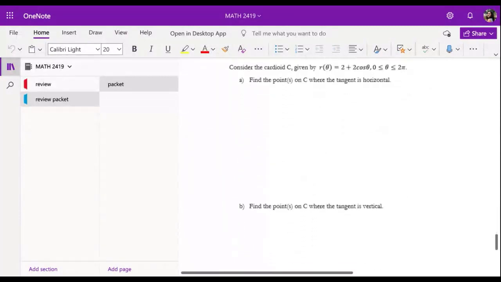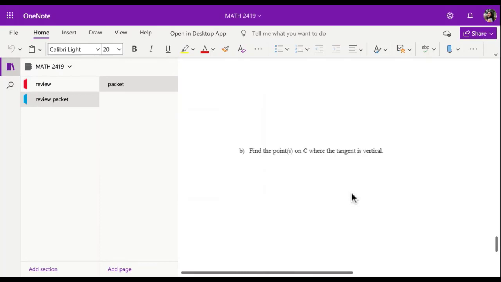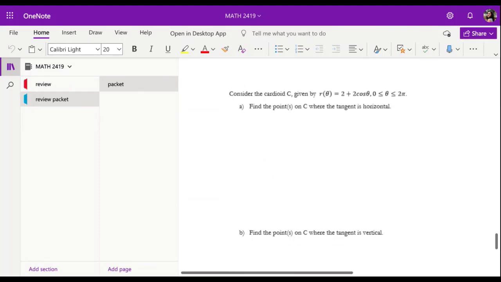So it says, consider the cardioid C given by r of theta equals 2 plus 2 cosine theta over 0 to 2 pi. And we want to find the points on C where the tangent is horizontal and vertical, and also find the equation of the tangent at pi over 4. So we can do all of this. Let's move over to our page.